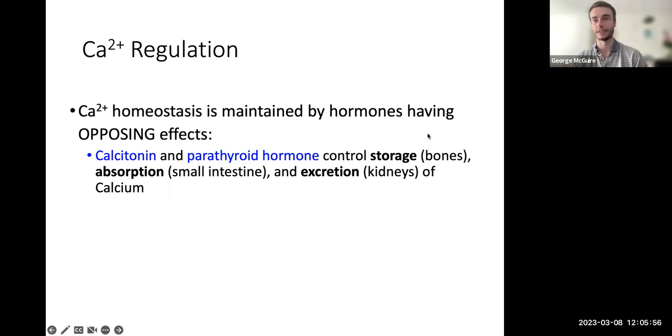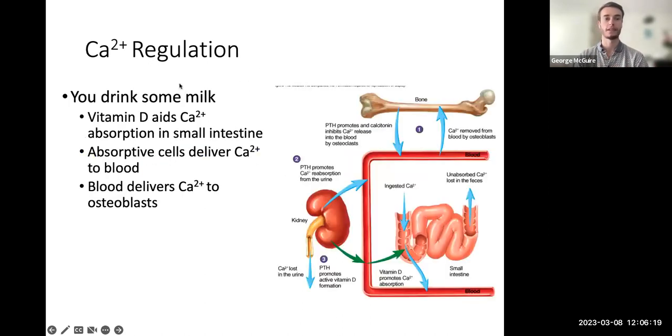And so it also plays a role in a hormone that has the opposite effect, calcitonin, which is going to stimulate the storage of calcium, the deposition of calcium when we have levels that are too high. Right? So we have calcitonin and parathyroid hormone doing opposite effects, both playing a role in homeostasis, trying to maintain a balance. And so they can affect how much is being stored, how much is being absorbed, and how much is being excreted from our bodies.